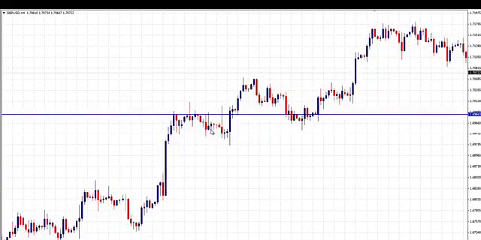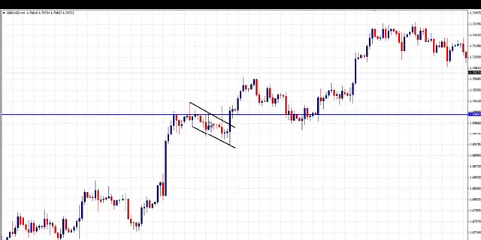And here actually we have another rejection of this area, but we don't have a confirmation that we are moving lower. So what happens here is that what could be in play is a flag, just like this one.